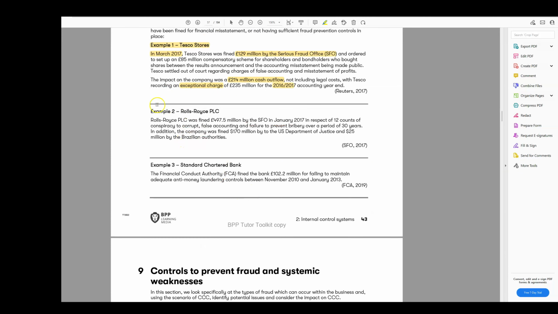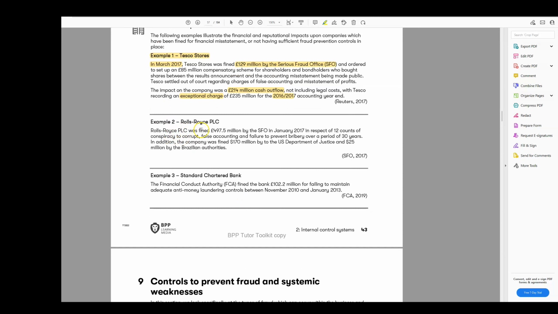The next example we have here, that is example 2 for the Rolls-Royce PLC. So the Rolls-Royce PLC was fined 497.5 million by the SFO in January 2017 in respect of 12 count of the conspiracy of corrupt, false accounting and the failure to prevent bribery over a period of 30 years. In addition, the company was fined 170 million by the US Department of Justice and 25 million by the Brazilian authorities. So you can see when you have a lot of fraud, you can end up with a lot of penalty.